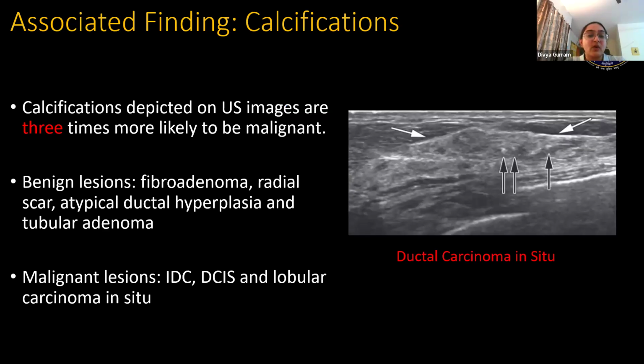We would less likely think of a benign etiology, because generally calcifications associated with benign tissue may be obscured by the echogenic breast parenchyma.